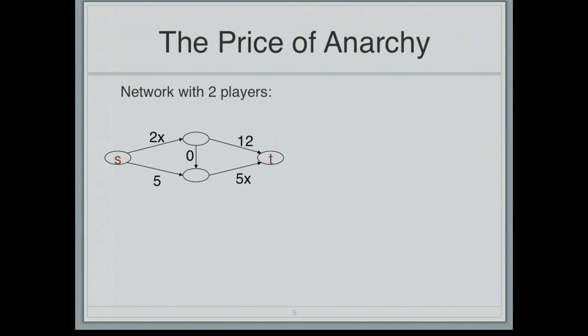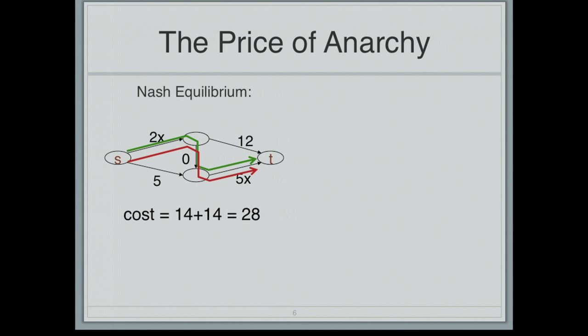So the unique equilibrium has both players on the zigzag path. Each of them incurs a cost of 14 for a joint cost of 28. The assumption is that this is what we'd ideally like to minimize. So the second question is, could we do better if we had full control over the system?